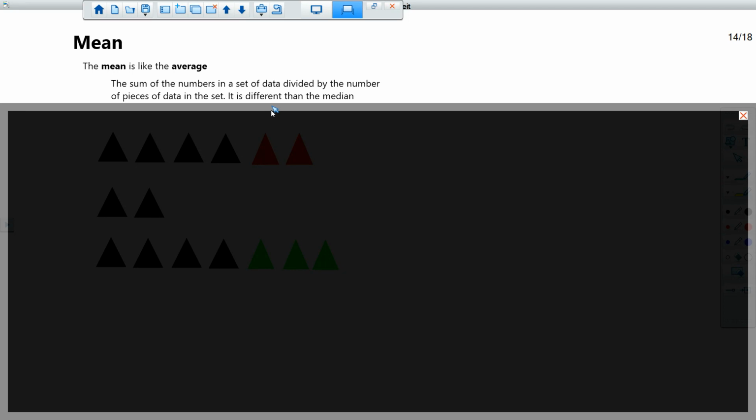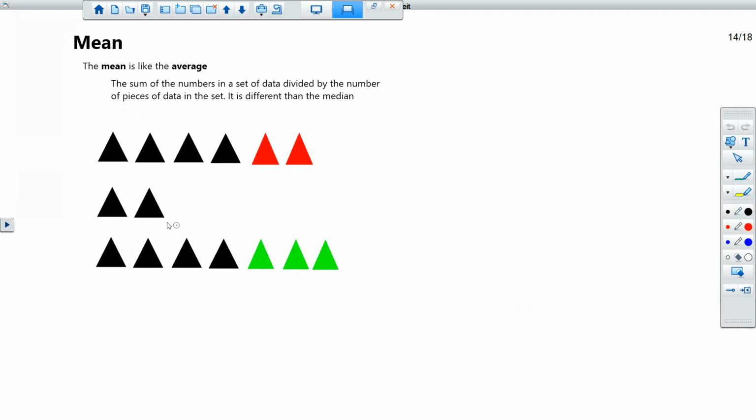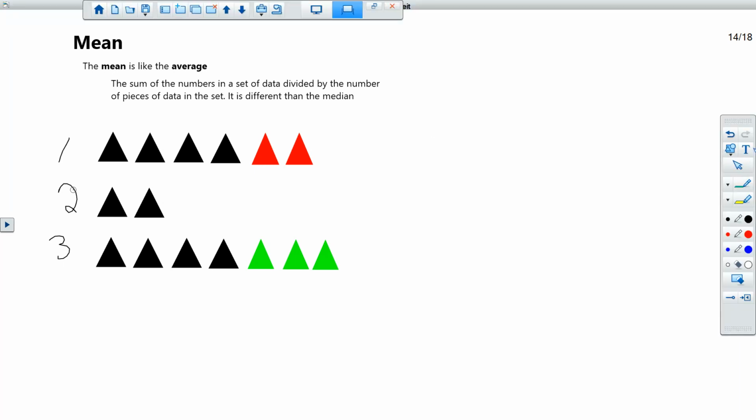Now, this is different than the median, which we're going to look at, but that's really hard to grasp. So let's look at this example here that I have. Right here, I have 3 different sets. Let's call this 1, 2, and 3. If you'll notice, when you look at these sets, they're not all the same length. So this is one way that you could do it. You could drag things down and just regroup your sets.